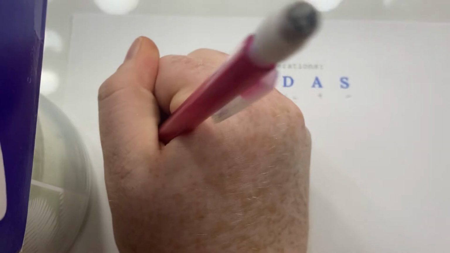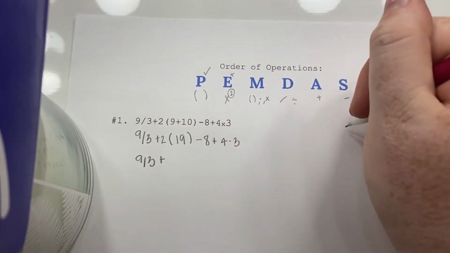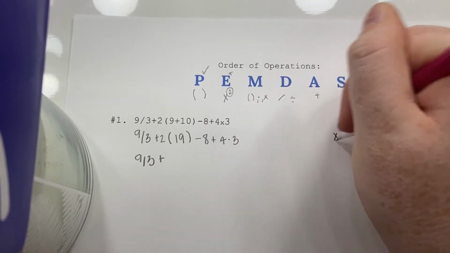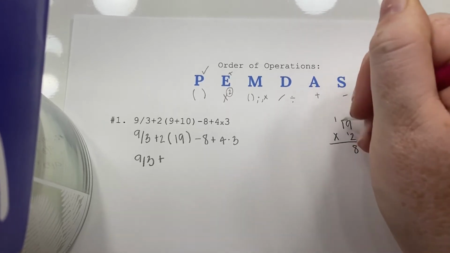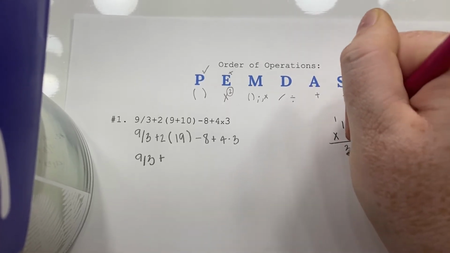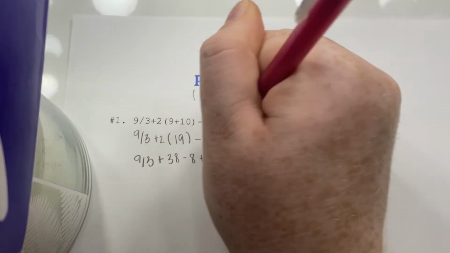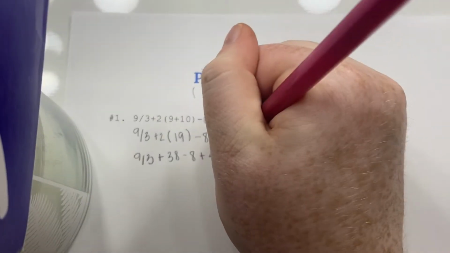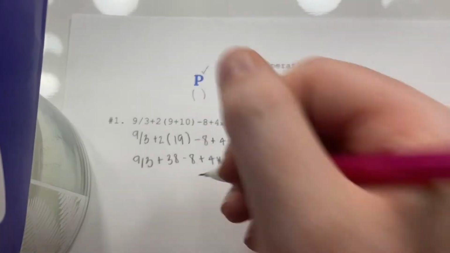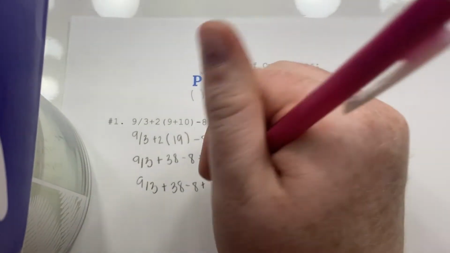So we have 9 divided by 3 plus, what is 19 times 2? Let's go over to the side and work it out. 19 times 2, 9 times 2 is 18. Carry your 1, 2. That is going to be 38 plus 38 minus 8 plus 4 times 3. Now, some students will like to cut out the step, but we're just going to keep going through. So 9 divided by 3 plus 38 minus 8 plus, what's 4 times 3?